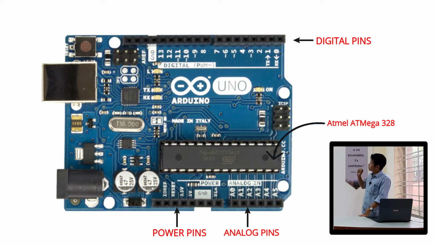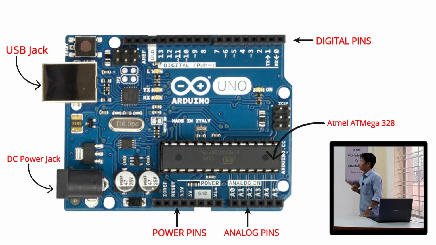So we have one USB jack, through which we will connect USB and we will program our sketch. The program is what we call a sketch. So we will type that sketch in the computer and upload that sketch to the microcontroller using that USB jack. And we have one DC power jack. We can take maximum of 5 volt input, and we can use this DC jack. The mobile charger, we can use that charger in here also.